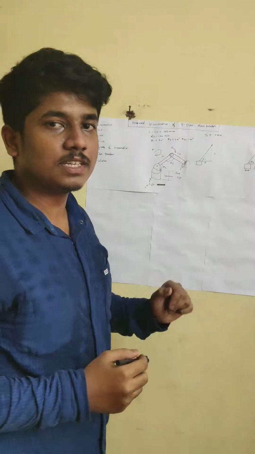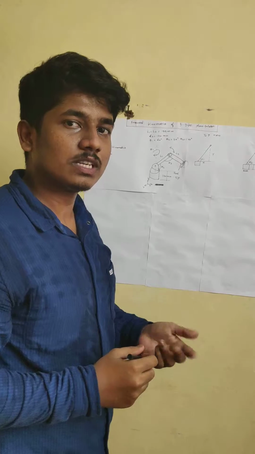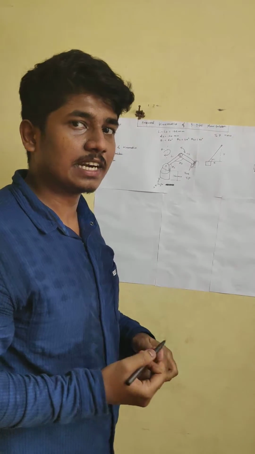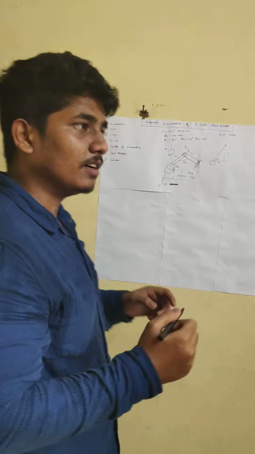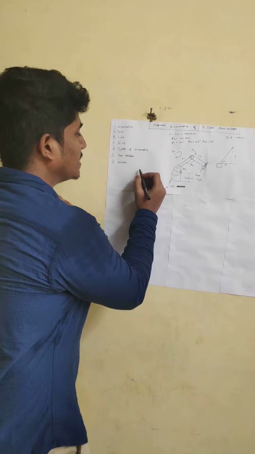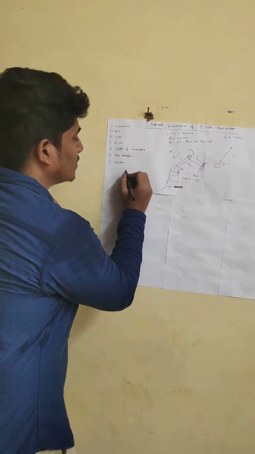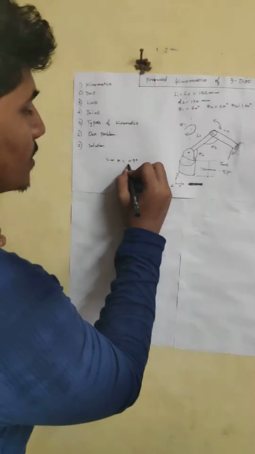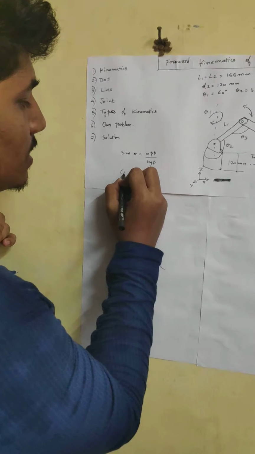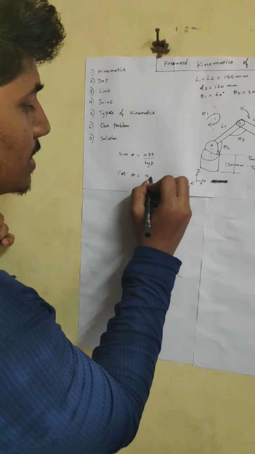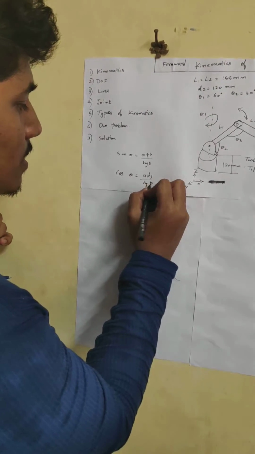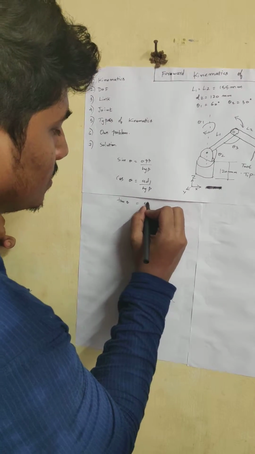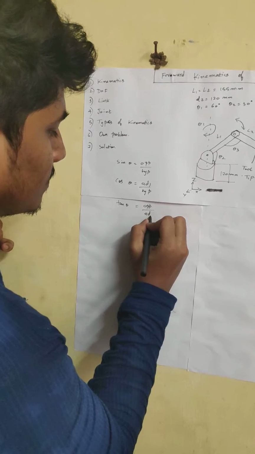To solve this problem, we also need to recap the basics of trigonometry, which are basically right angle triangles. We just need to know sine theta, which is opposite by hypotenuse, cos theta, which is adjacent by hypotenuse, and tan theta, which is opposite by adjacent.